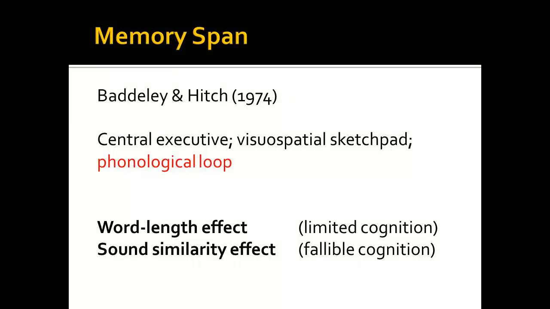So what exactly about our memory is limited and fallible? To explore this, we use a memory span task. In the memory span task that we did, we learned about two effects. One is the word length effect, and the other is the sound similarity effect. Now, in the model by Baddeley and Hitch, short-term memory is divided into several components. One of those components is the phonological loop.